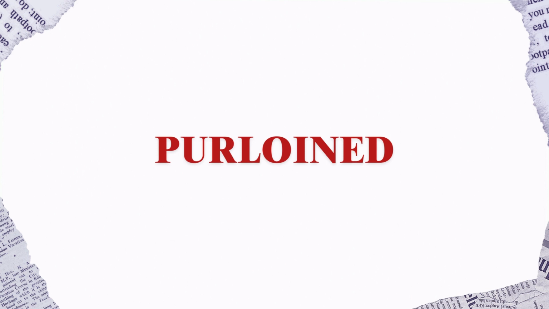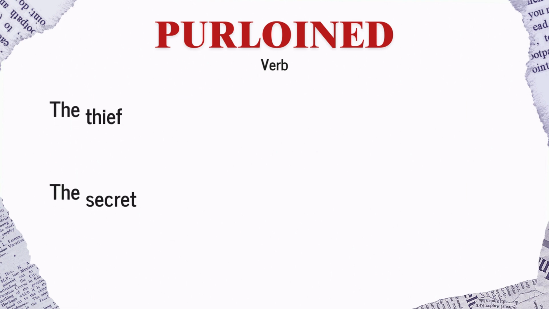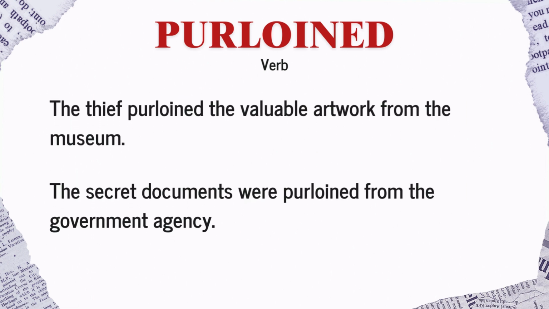Now, let's move on to purloined. It is a verb. In English, purloined means stolen or taken dishonestly. In simple words, it's like stealing or taking something without permission. This is how to use it in a sentence. The thief purloined the valuable artwork from the museum. Another example is, the secret documents were purloined from the government agency.